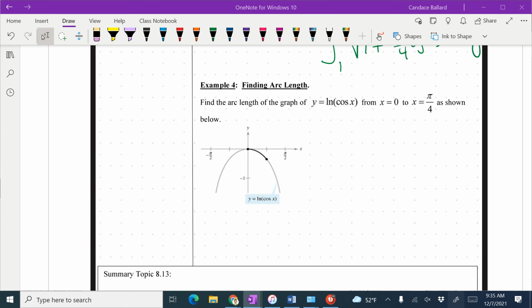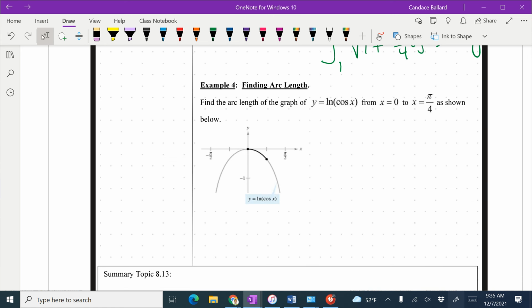Okay, so we're going to start setting this up. We know we've got to do the arc length of y equals the natural log of cosine x, from 0 to pi over 4. So they gave us the picture there. It looks like a parabola, doesn't it? That little darkened arc there, that's what we're doing.